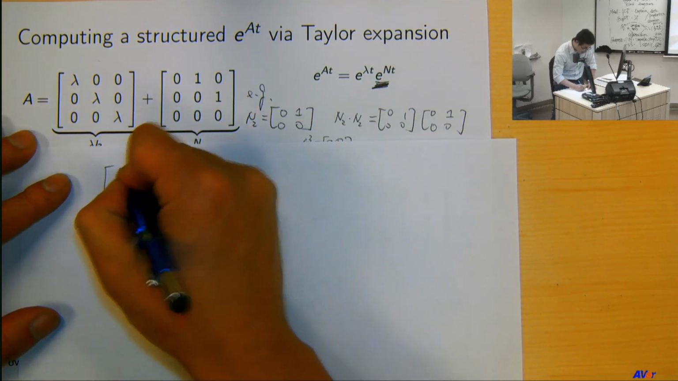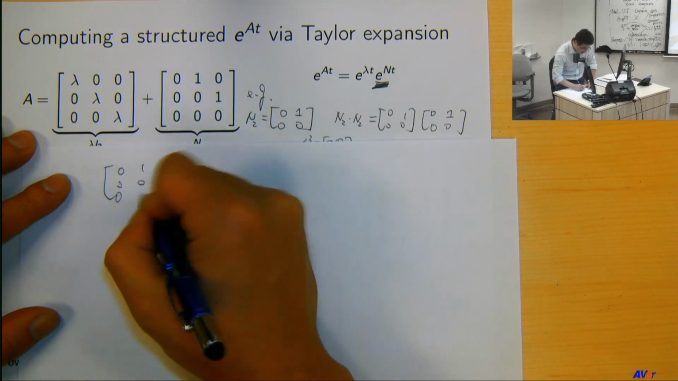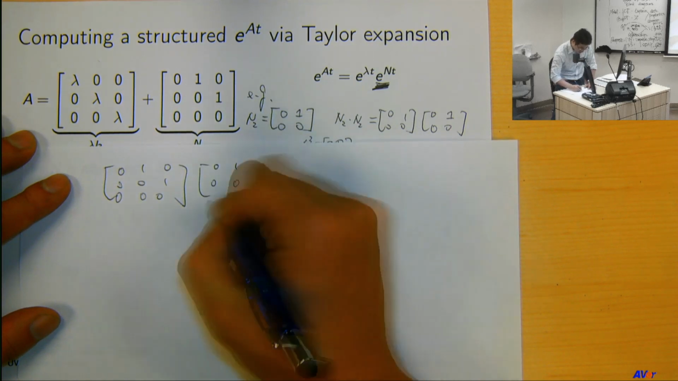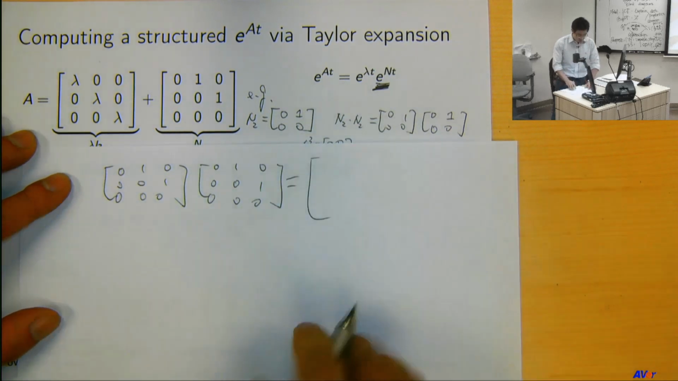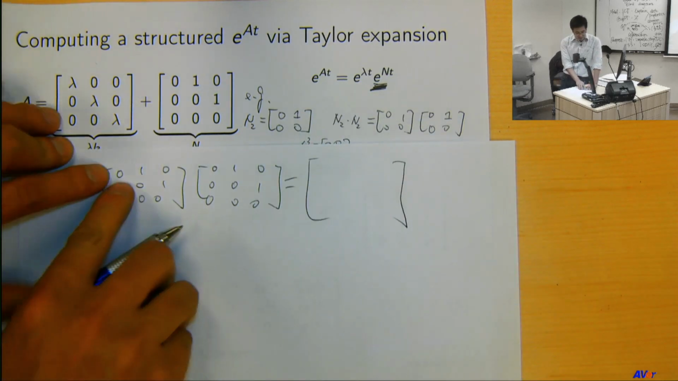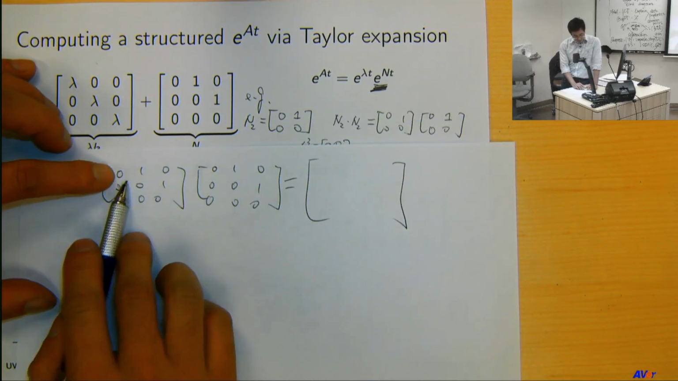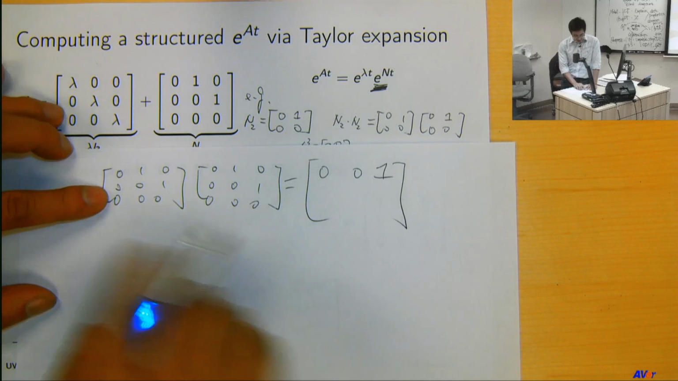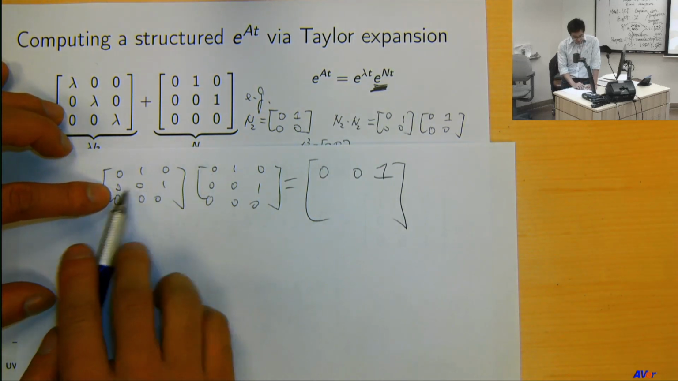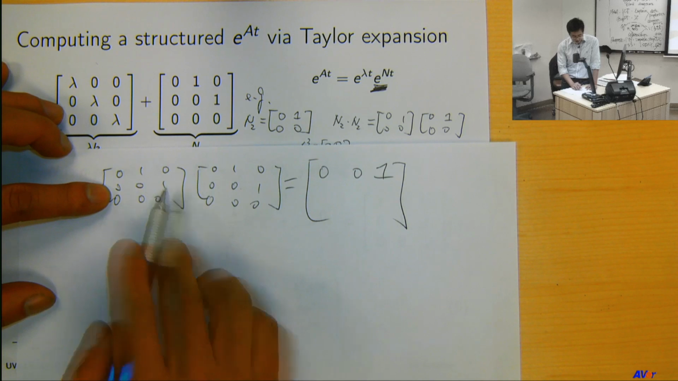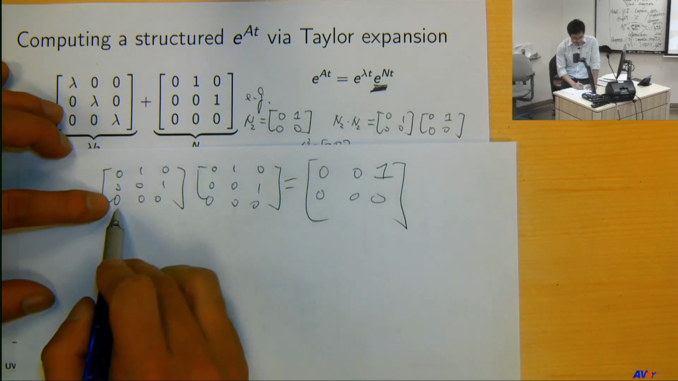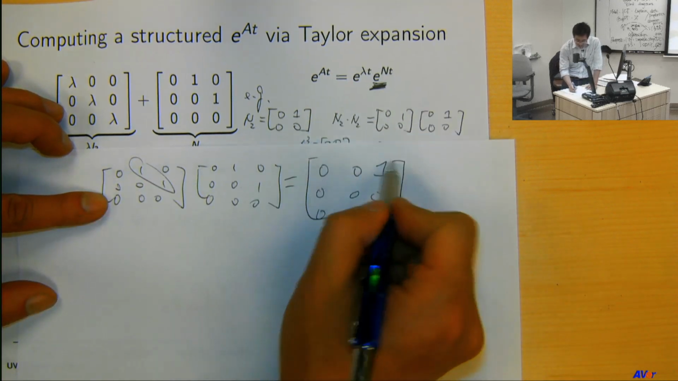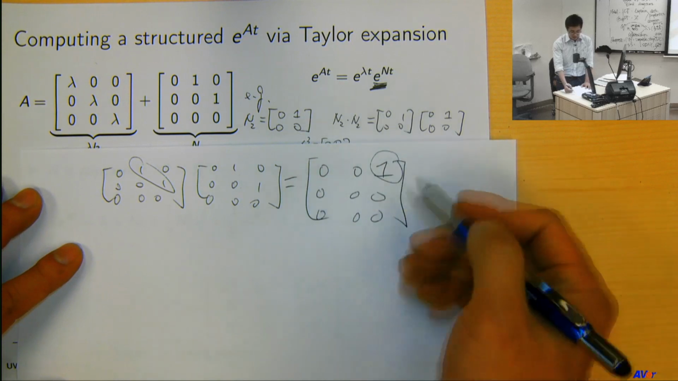So let's say this matrix times itself. What is the first row again? It's going to be 0 times the first row plus 1 times the second row, right? So it's 0, 0, 1. And then the second row is 0 times the first row, 0 times the second row, 1 times the last row, so 0, 0, 0. And then the last row is always 0. You see this off-diagonal element marches to the northeast until it disappears.